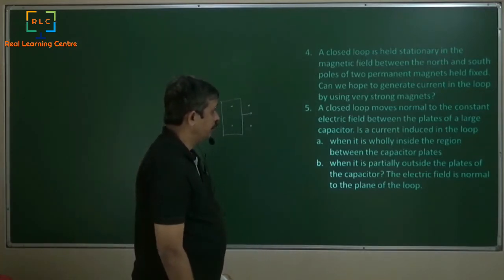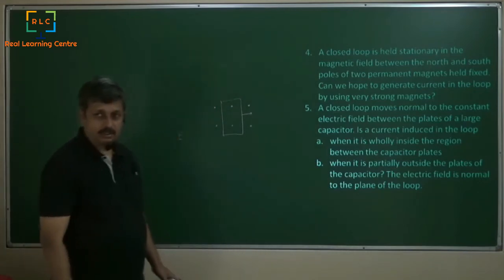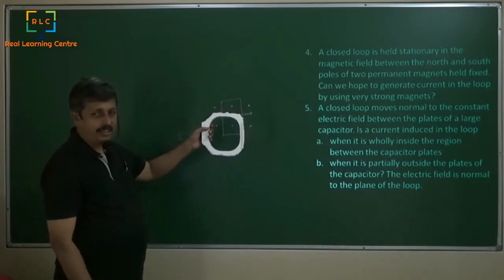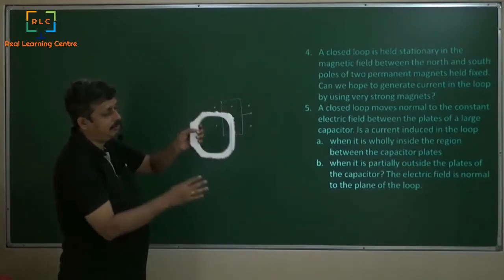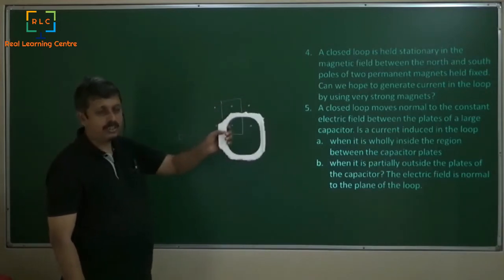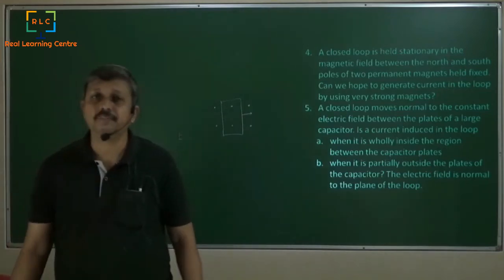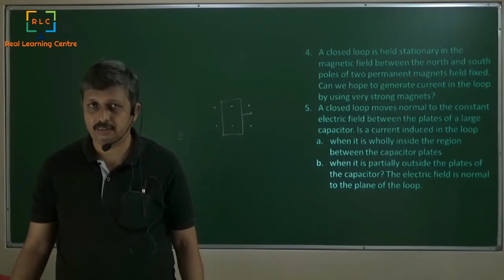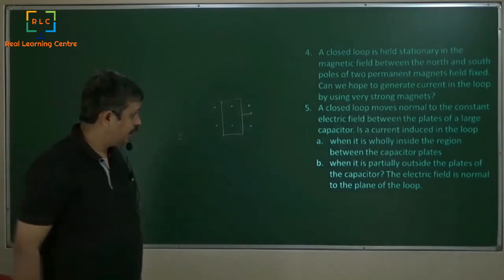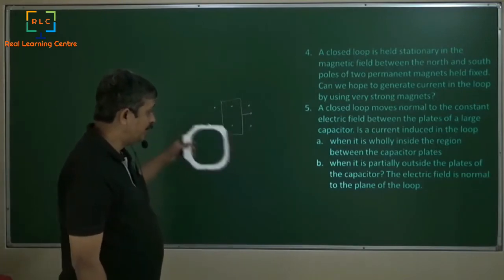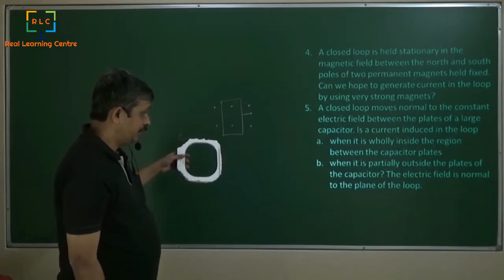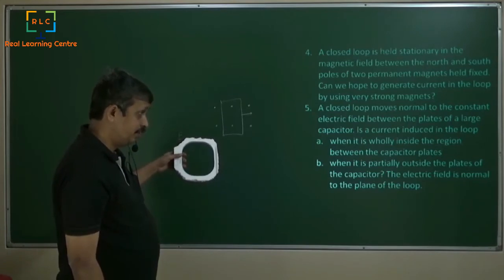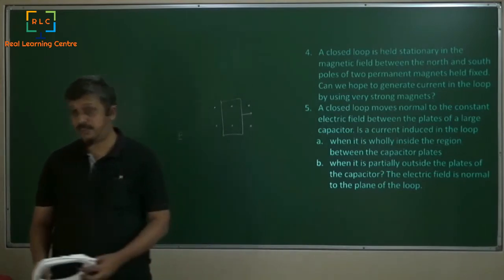Now, is a current induced in the loop when it is wholly inside the region between the capacitor plates? So between the capacitor plates, this is one plate, this is the other plate, and the loop is in the middle here. It is moving. Does it induce some current? That is the first question. The second question is, when it is partially outside the plates of the capacitor, will it induce? That is the question.